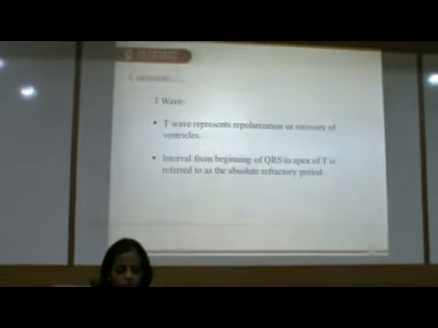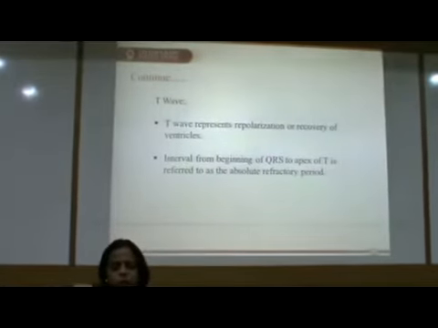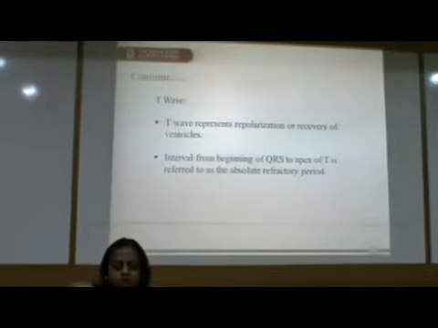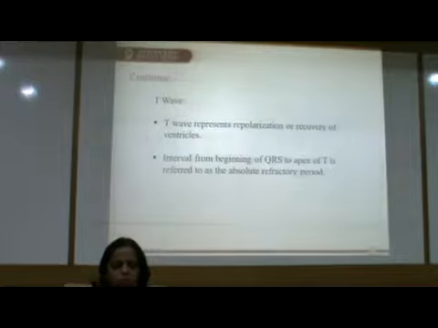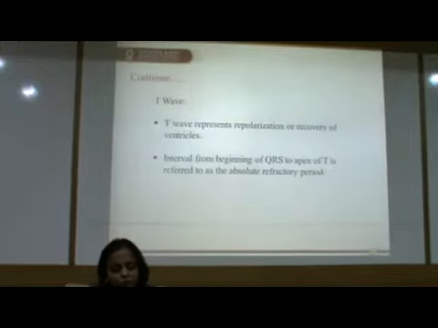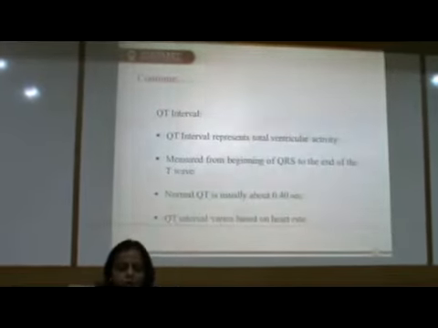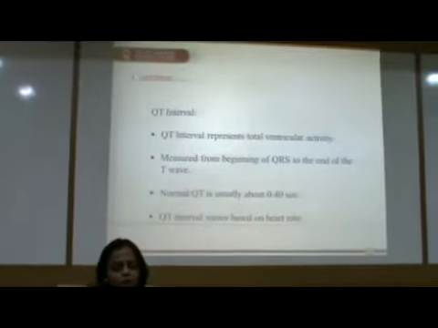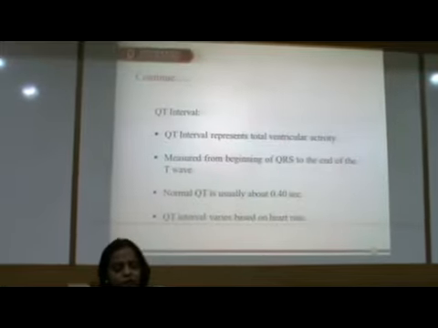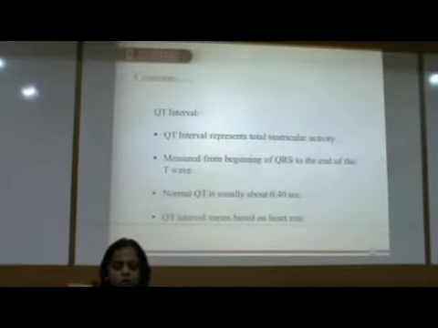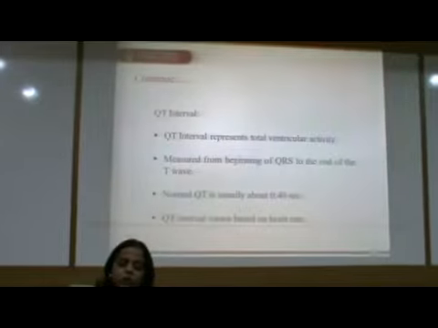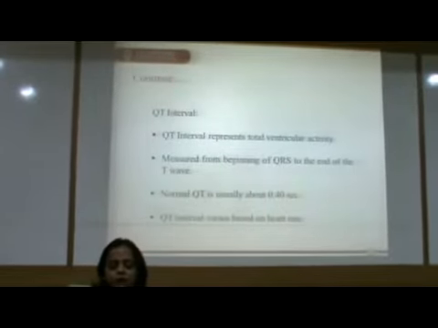The T wave represents repolarization or recovery of the ventricles. The interval from the beginning of QRS to the apex of T is referred to as the absolute refractory period. The QT interval represents total ventricular activity, measured from the beginning of QRS to the end of the T wave. The normal QT interval is usually about 0.4 seconds. QT interval varies based on heart rate.